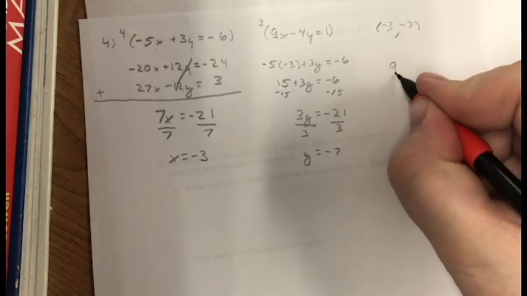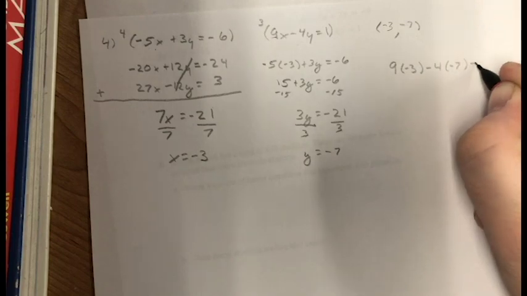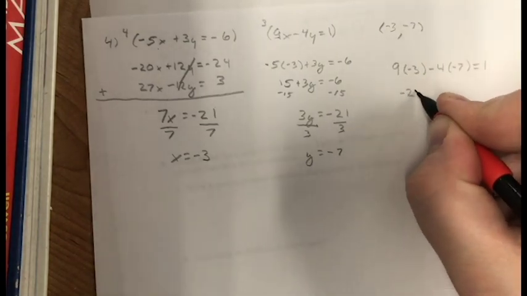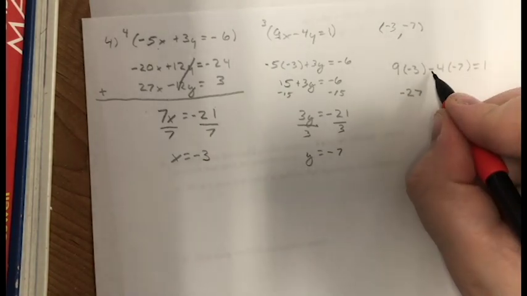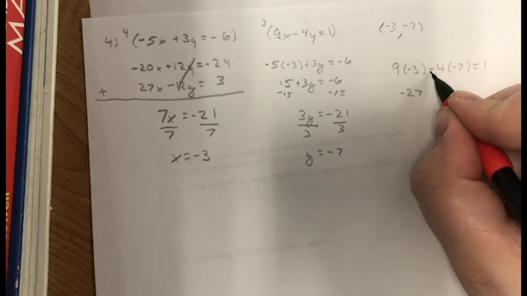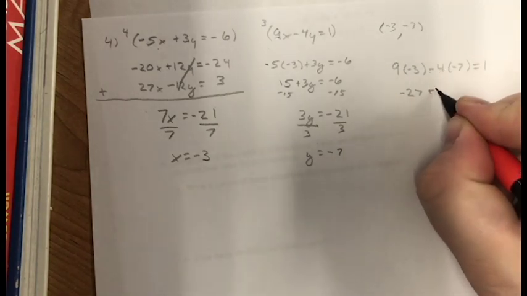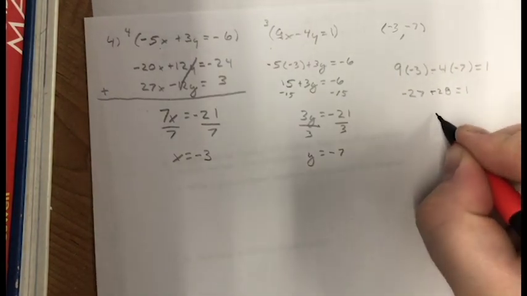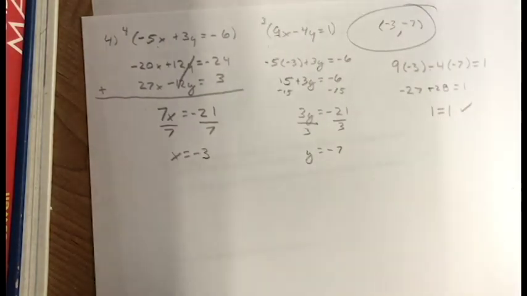So we're going to go 9 times negative 3 minus 4 times negative 7 equals 1. 9 times negative 3 is going to give me a negative 27. A negative 4, notice what I said, this is a minus 4. So a minus 4 times a minus 7 is going to give me a plus 28 equals 1. Well, negative 27 plus 28 is indeed 1, so this does check out.